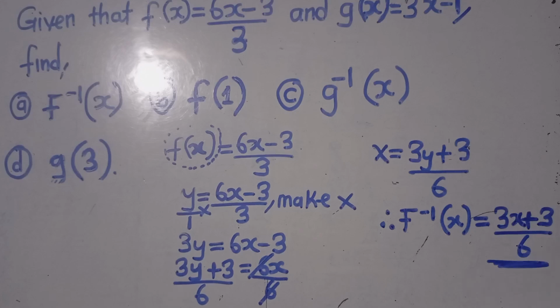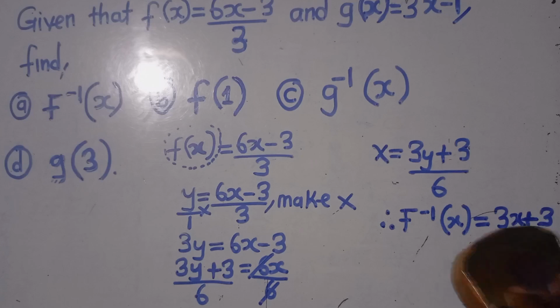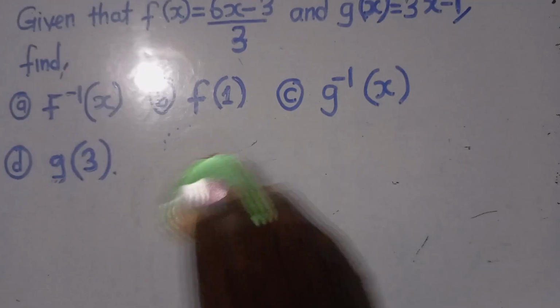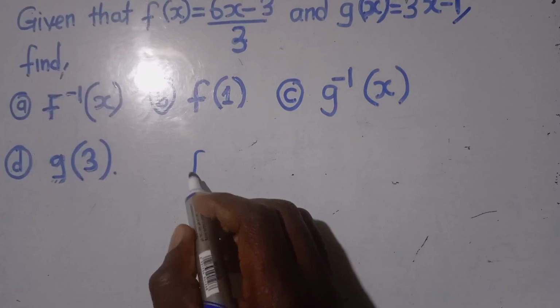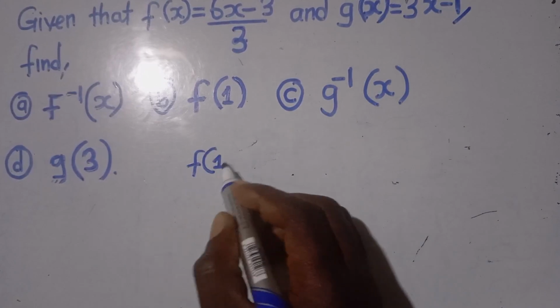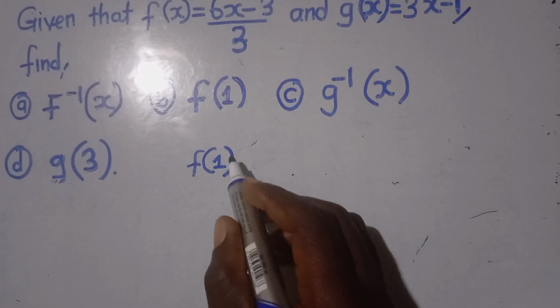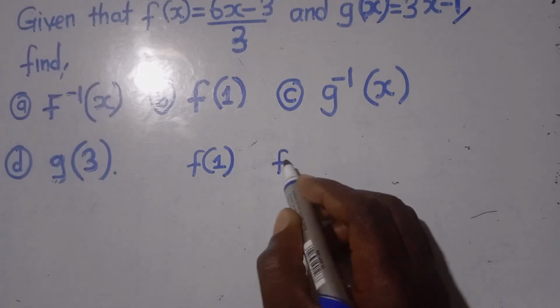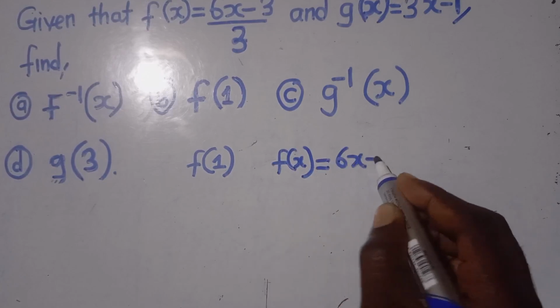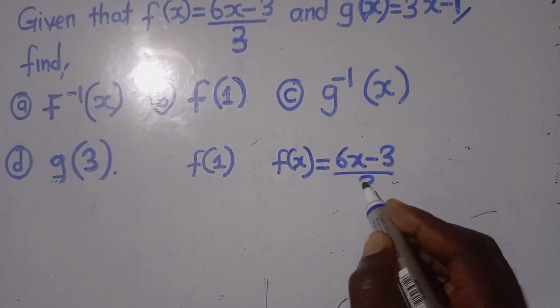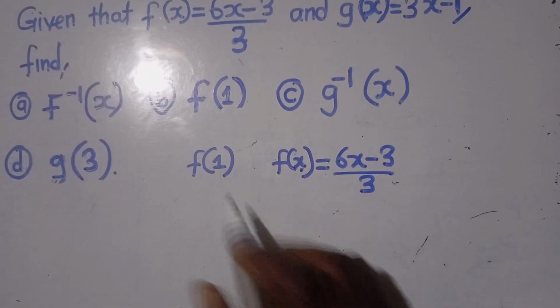So we've answered that particular part. This is how you are supposed to answer that one. We move now to our next question. Our next question is this one, where we are told to find f of 1. How can we find f of 1? This is to tell you that in the function f of x, which is 6x minus 3 over 3, where there is x, you shall put 1.